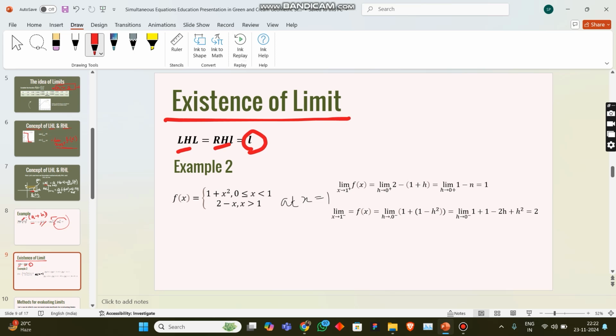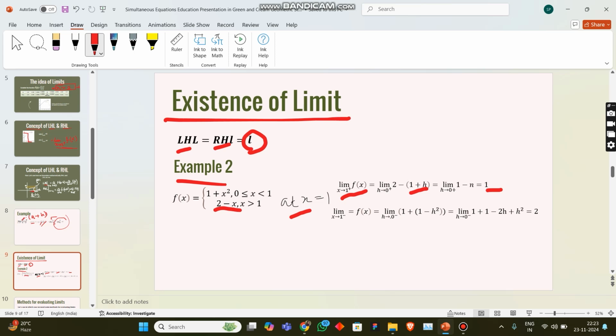Okay, let's have an example. Look at this example. f of x equals 1 plus x square, where x is between 0 and 1, and 2 minus x, where x is greater than 1. So we have to find the right hand limit and left hand limit at x equals 1. So how can we find it? We can write h tends to 0, and in place of x we can write 1 plus h, but we are approaching from the right hand side of x, which is greater than 1. So we have to take this function, right? Which gives me the value of 1.